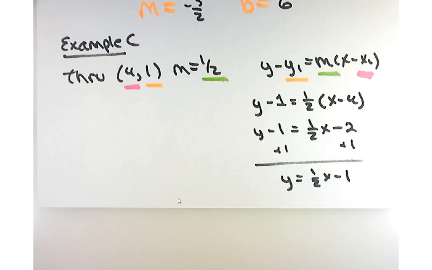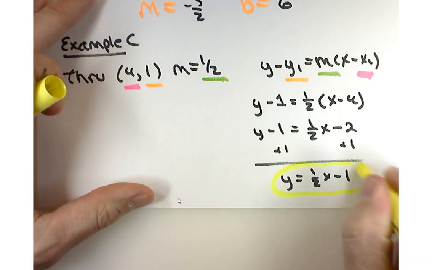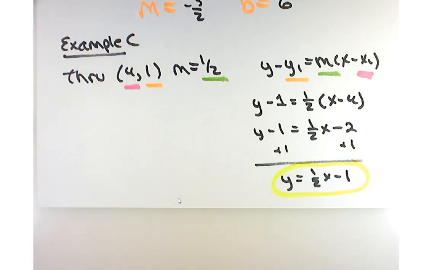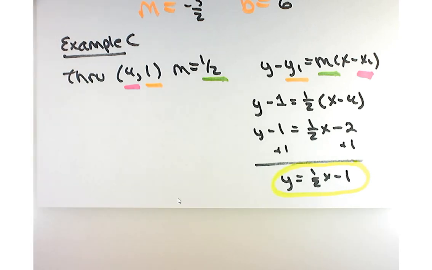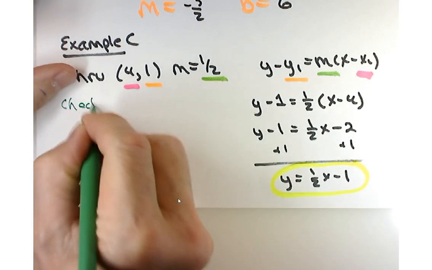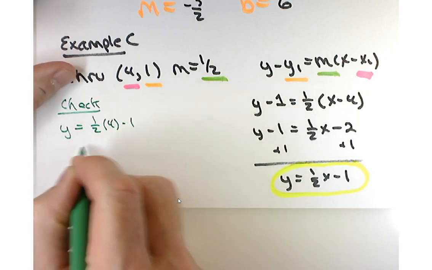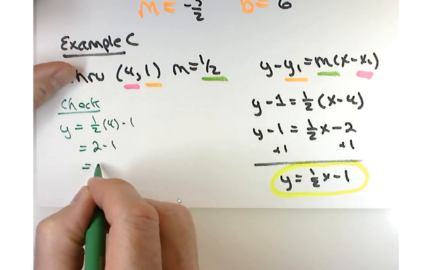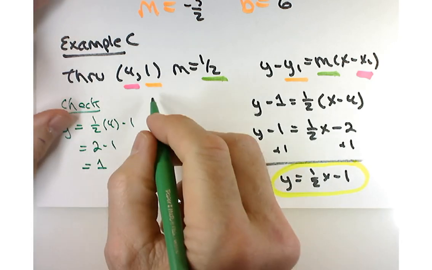What if you didn't have something really cool like Desmos in which to just graph things and look at them, but you still wanted to test your answer and make sure that it's right? How could you prove that you got it right? Plug 4 in. Plug 4 in for x. All right, so let's do that. So let's check it. So y equals 1/2 of 4 minus 1. Half of 4 is 2. Minus 1 is 1. And, well, that looks pretty good, right?